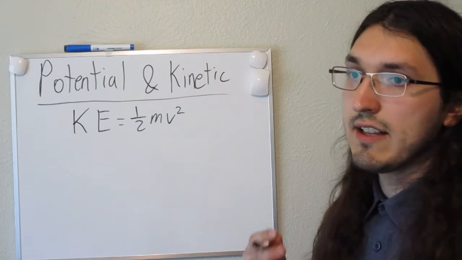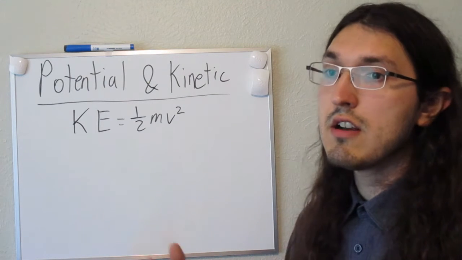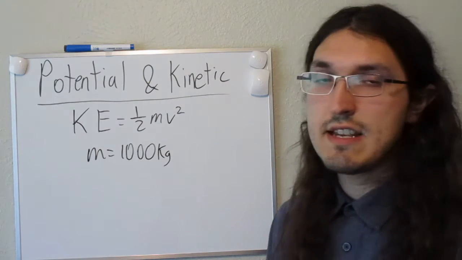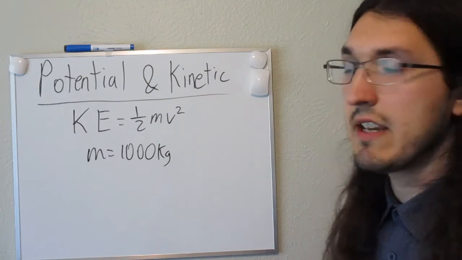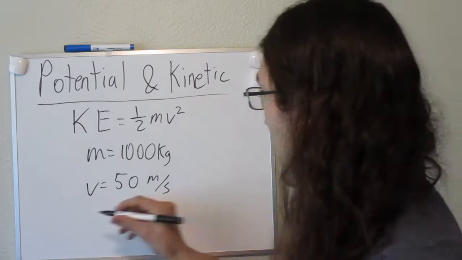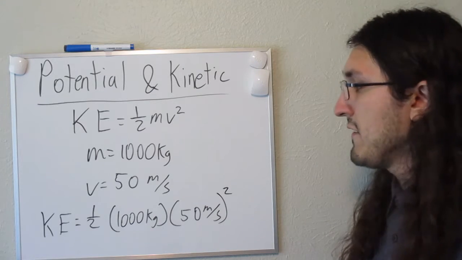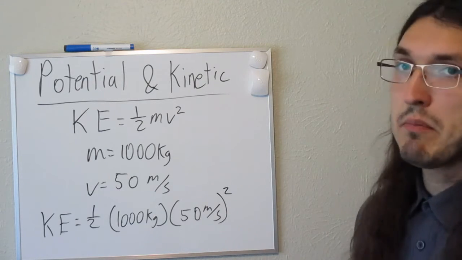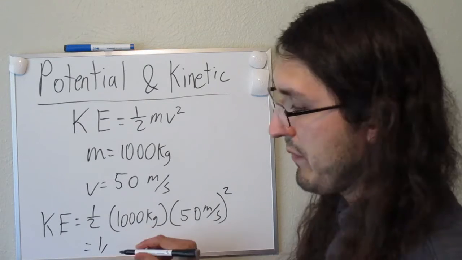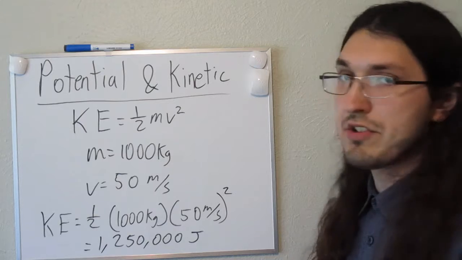So let's say I wanted to calculate the kinetic energy of a race car that has a mass of 1,000 kilograms and a velocity of 50 meters per second. If I were to plug these numbers into their respective places, this is what I would get. I have 1/2 times 1,000 kilograms times 50 meters per second squared. If I plug that in the calculator, I'll get my answer, 1,250,000 joules. So that was just a quick example showing how to use that equation in its original form.